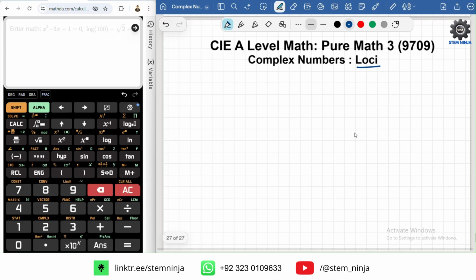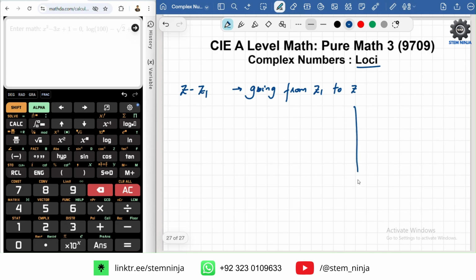Now, before we dive deeper into the loci about the circles and lines, there's one concept that we need to revisit, and that is, what does this expression mean? It simply means a vector going from z1 to z. Visually, that's what it looks like.